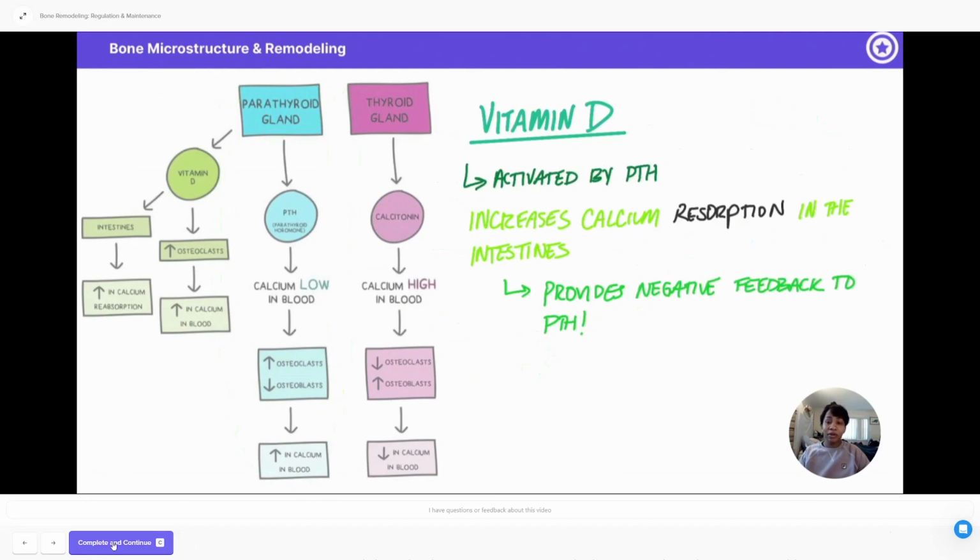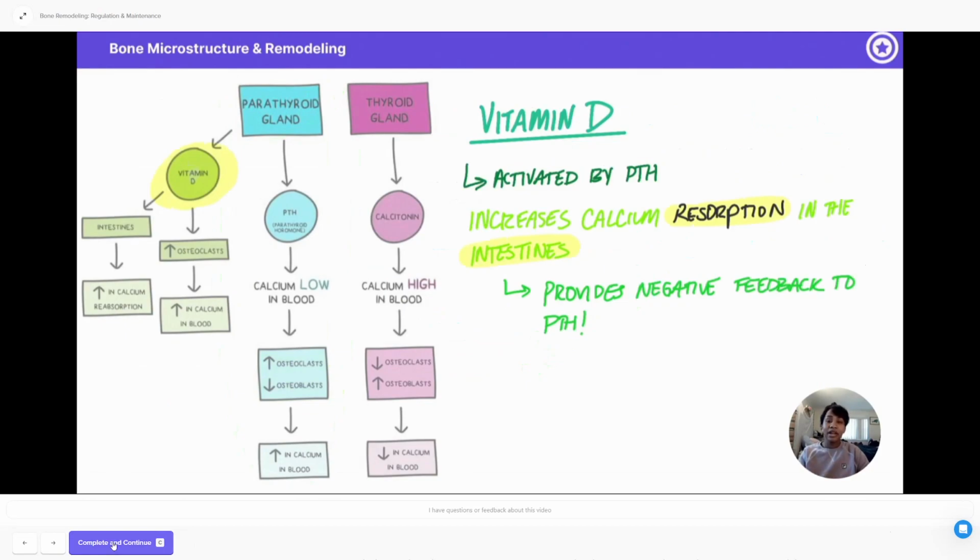Vitamin D is going to be working in tandem with parathyroid hormone. So when parathyroid hormone is released, we get vitamin D being synthesized in the liver. And what vitamin D does is that it increases calcium resorption in the intestines. So we've talked about resorption in terms of bone. When bone is broken down, it's basically resorbed. In this case, calcium is going to be resorbed from the intestines. So what vitamin D will do is that it will promote calcium uptake from any food that is passing through the digestive tract so that it can be absorbed back into the blood.